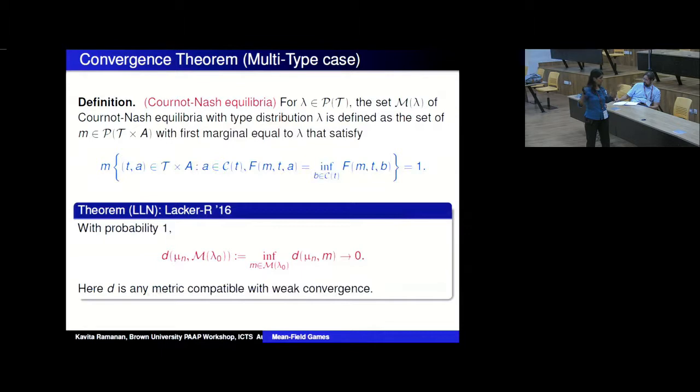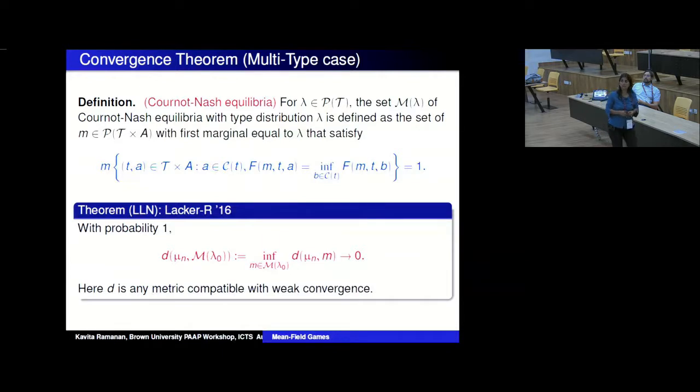So it's a set of Cournot-Nash equilibria. This M lambda 0 is a set of probability measures on this type distribution. With probability 1, these are all probability measures on T cross A. The distance between this and this, defined in this way, the smallest difference away, is going to 0, where D is any metric compatible with weak convergence. Is that clear? If you're on a finite space, it's just the Euclidean metric, really. It's on the simplex.